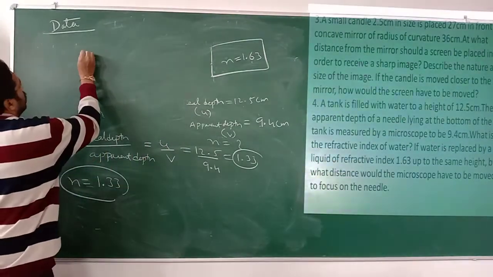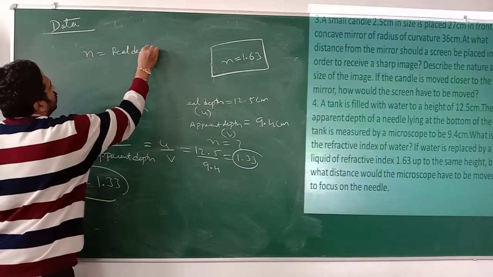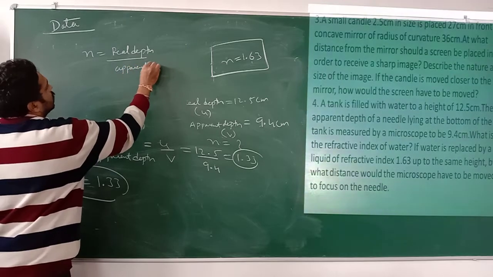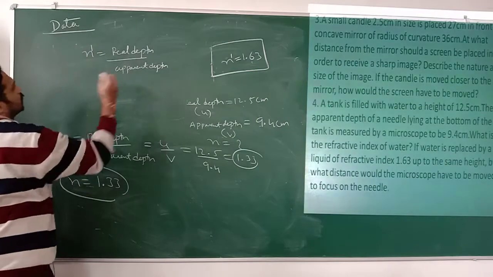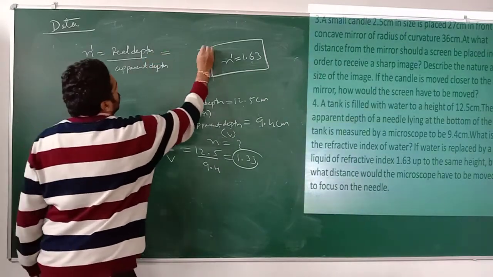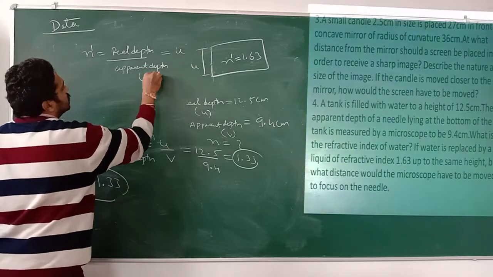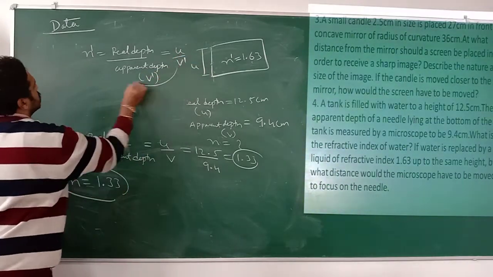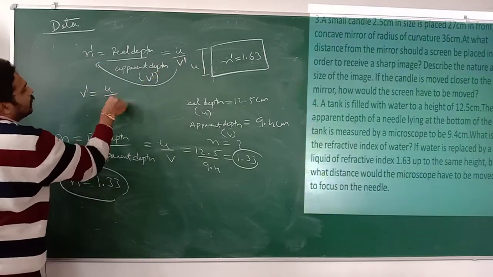So again N is equal to real depth by apparent depth. Now I am using N dash. N dash is equal to the same real depth U, and now I am taking V dash. I am to find out V dash. V dash is equal to U divided by N dash.